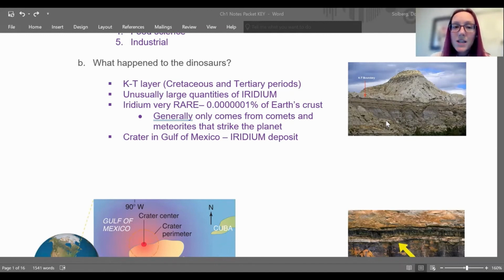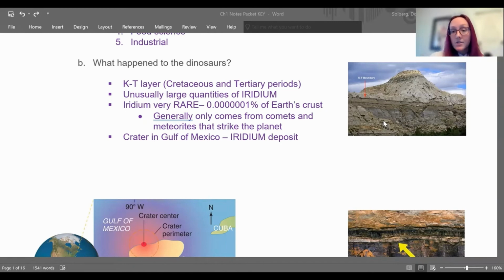There were unusually large quantities of iridium, and you might have heard of iridium before, you might not have. It's an element on the periodic table. The periodic table is what we use in chemistry. Iridium is actually very rare. It only comprises a very, very small percentage of Earth's crust. And when we find it, it is generally only because of meteorites that have struck the planet. So we can kind of put two and two together.